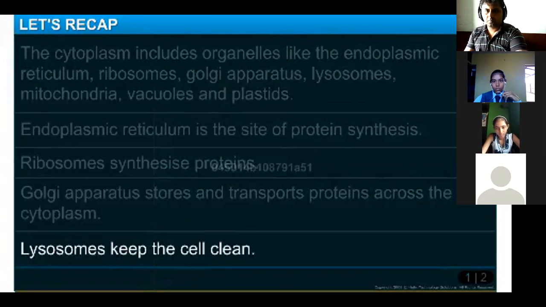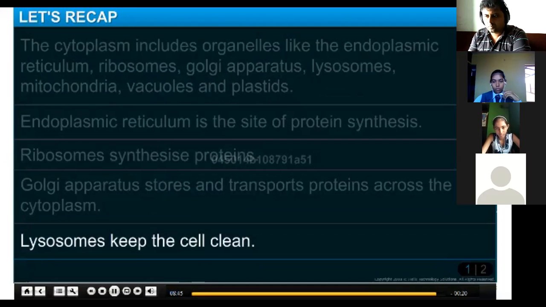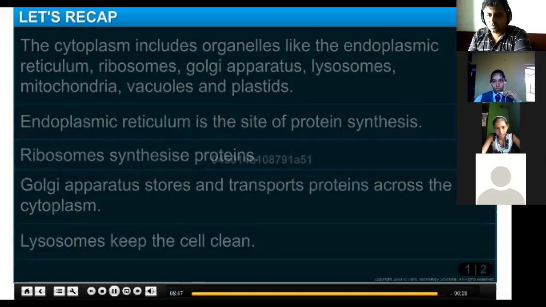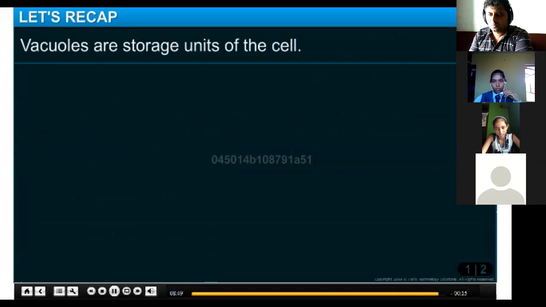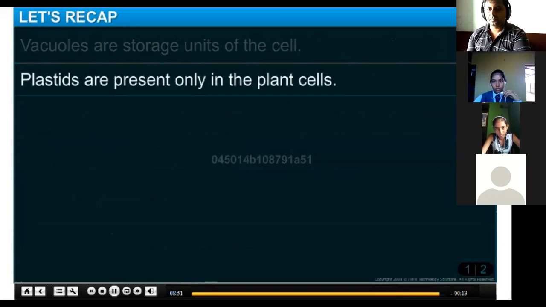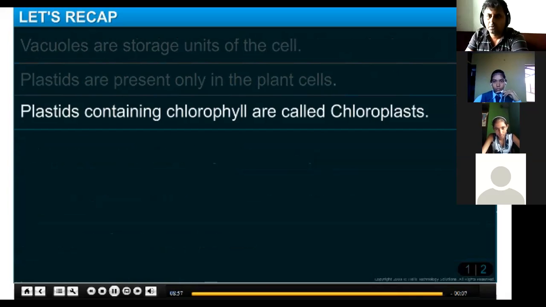Lysosomes keep the cell clean. Vacuoles are storage units of the cell. Plastids are present only in plant cells. Plastids containing chlorophyll are called chloroplasts.